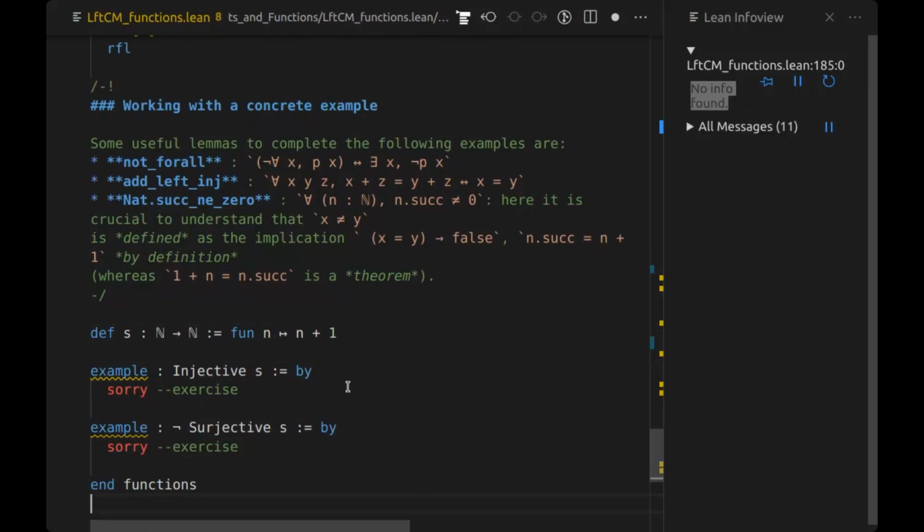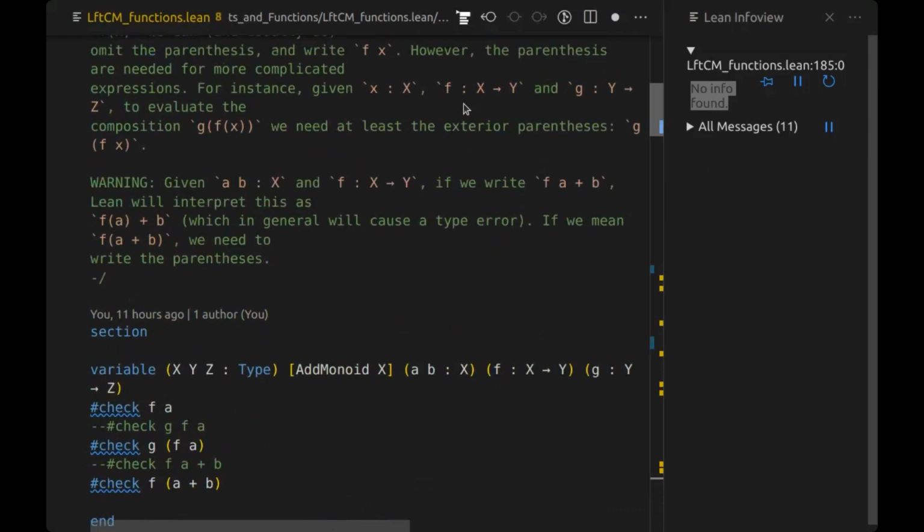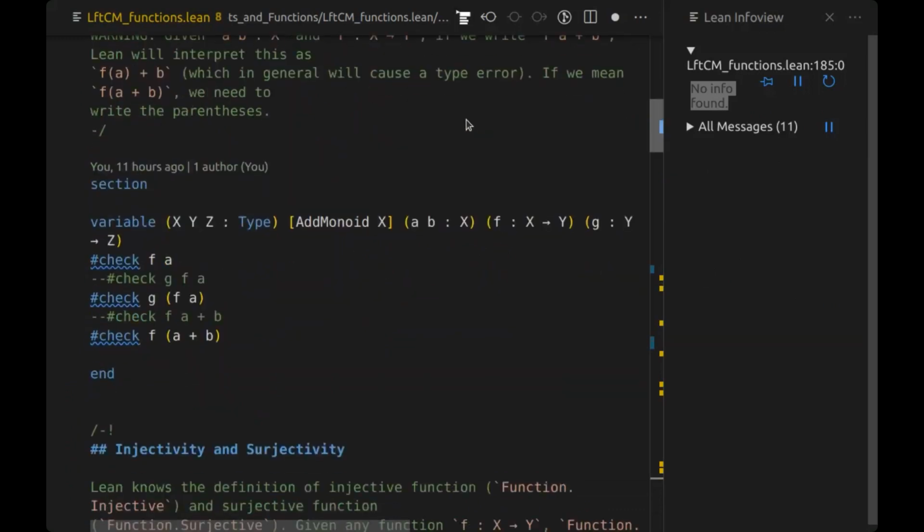Any other questions about this file? Yeah. So the injectivity and surjectivity, is this defined for all types, or did we restrict the type of the x and y to something small? I think it's defined for all sorts, maybe.